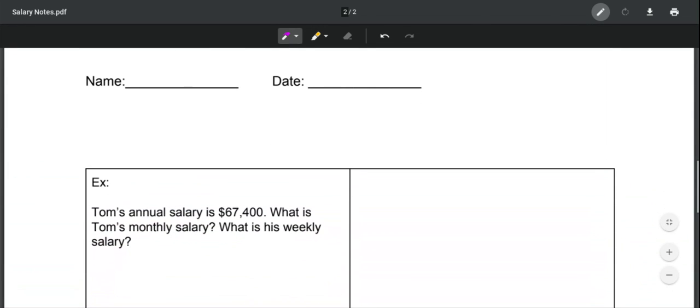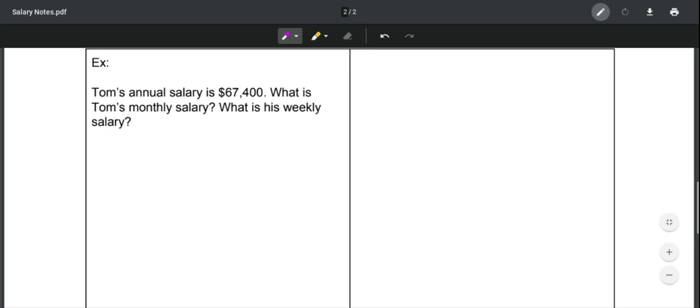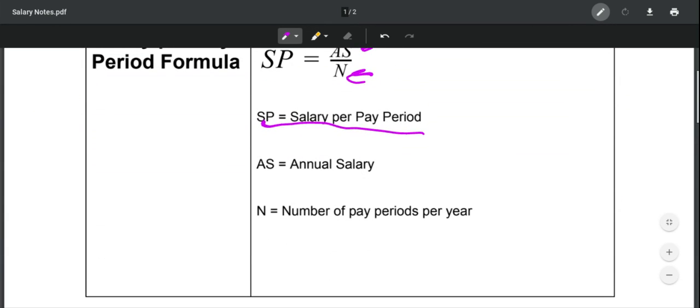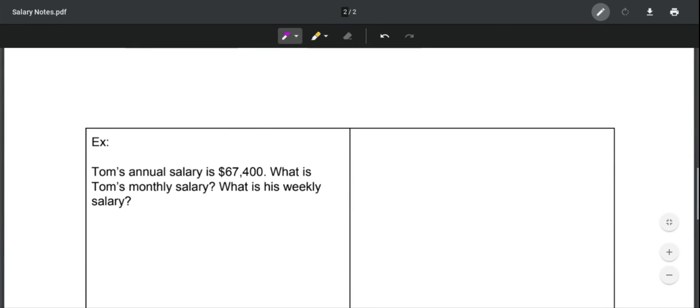So let's look at an example, and this should be a pretty quick video. Let's say Tom makes an annual salary of $67,400. What is Tom's monthly salary and weekly salary? First we'll look at monthly salary. We want to know how much he makes per month.